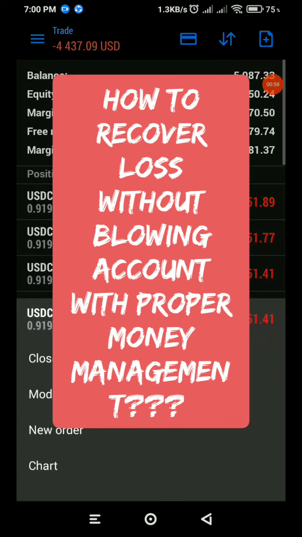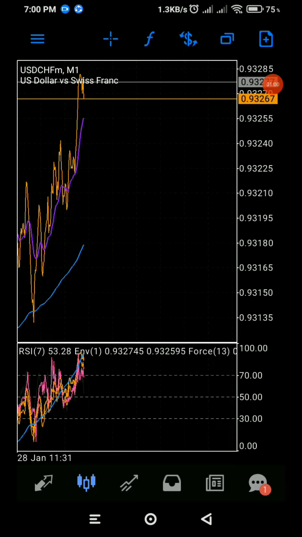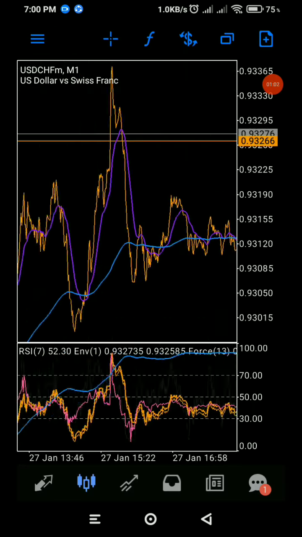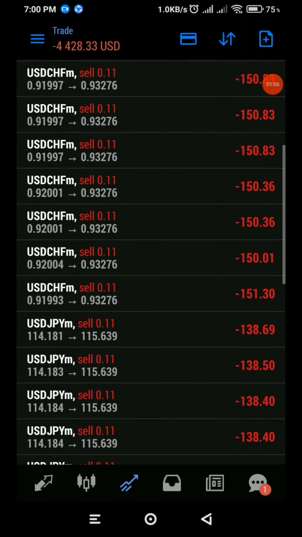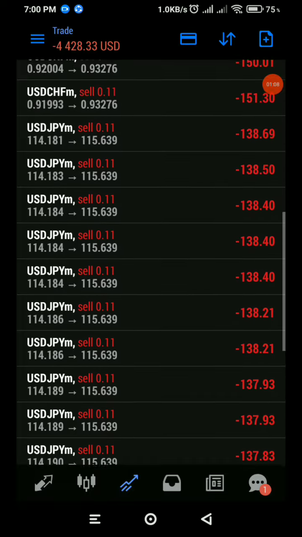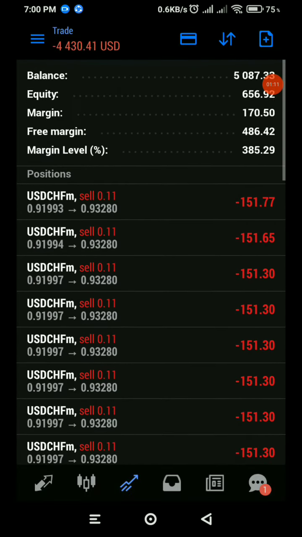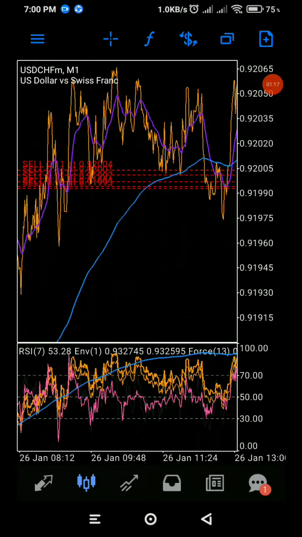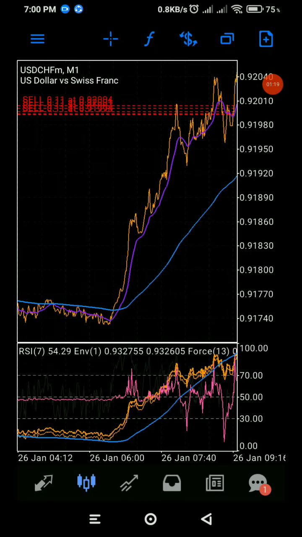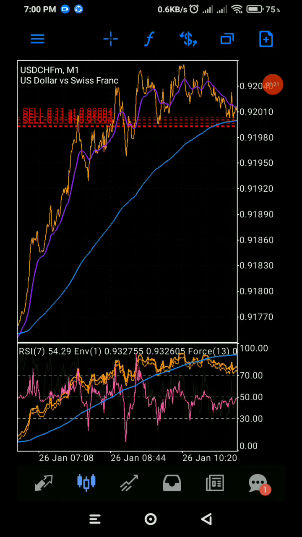So here is the Swiss franc. I'm going to chart. This is the M1 chart. Right at this moment, we have two pairs on entries. One is USD Swiss franc, another is USDJPY. So I'm now explaining what is wrong with our entries and what we can do to manage our risk.